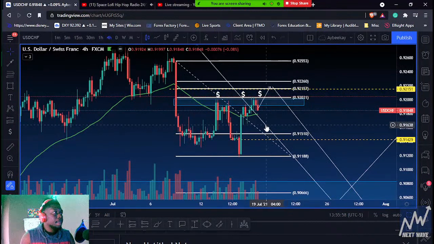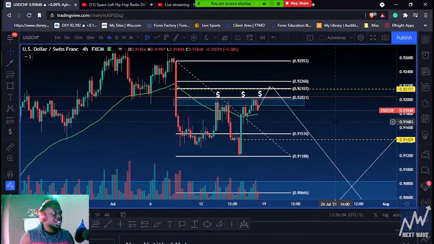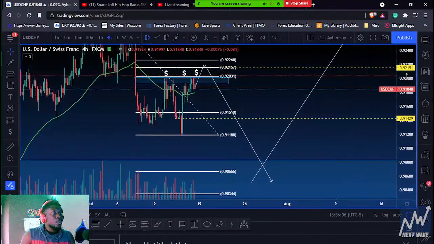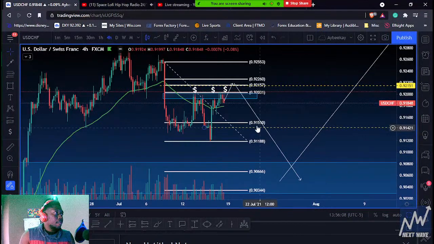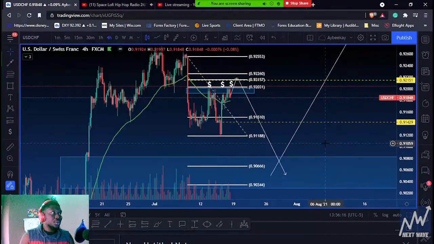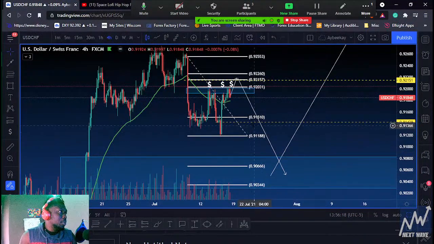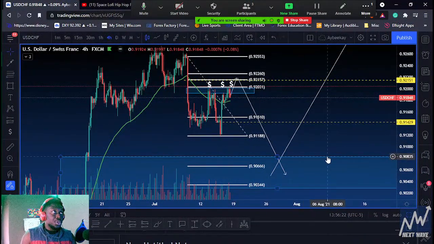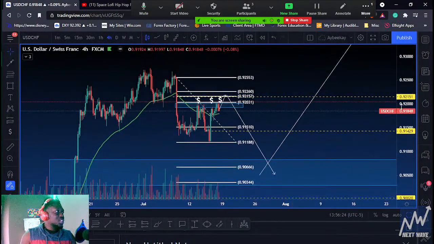So let me get rid of this. Oh, I did not mean to remove it. I wanted to just hide it so that the chart is a little bit more clear. So yeah, overall, I still want to see price retrace up to 0.92150 and then fall. And then I'll look for buys at that level. Or I'll look for buys here depending on what the price action looks like on 0.91429. So that's what I'm seeing on UCHF.